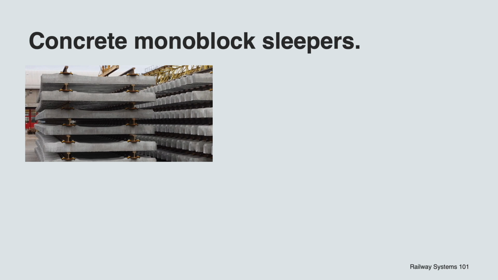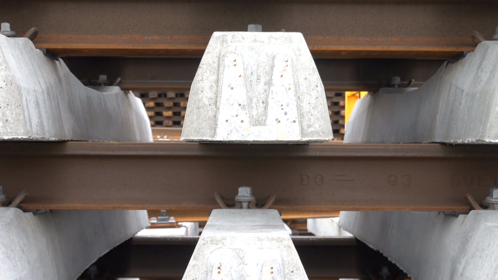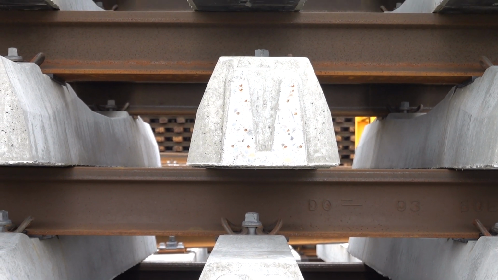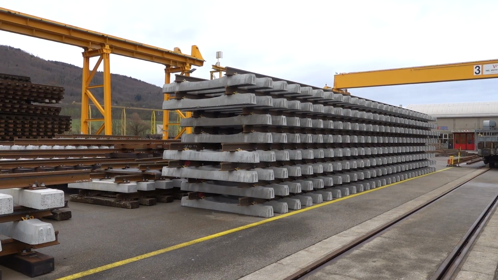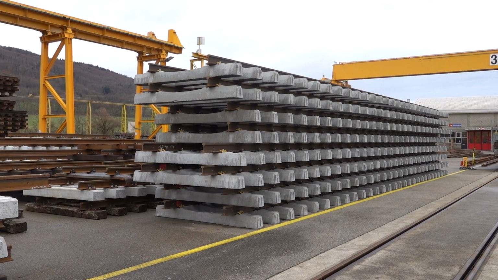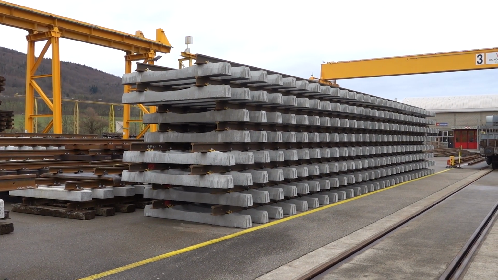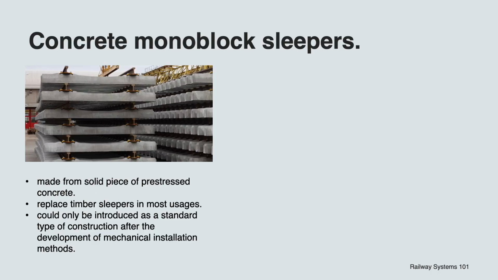Concrete monoblock sleepers. Today's most common sleepers are concrete monoblock sleepers. That is, sleepers that are made from one solid piece of pre-stressed concrete. Since the 1940s, with the ubiquitous use of concrete in wide applications, concrete monoblock sleepers replaced timber sleepers in most usages. Due to their heavy weight of up to 300 kilos per sleeper, the concrete sleeper could only be introduced as a standard type of construction after the development of mechanical installation methods.